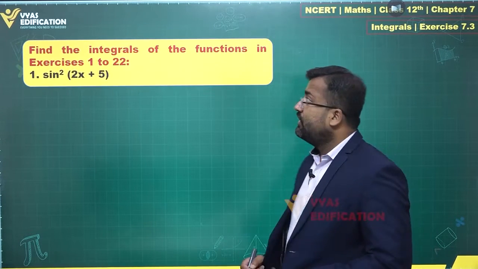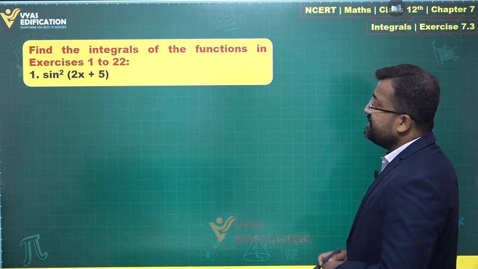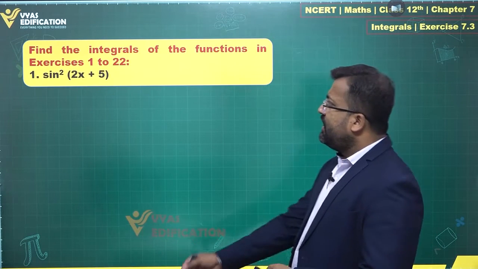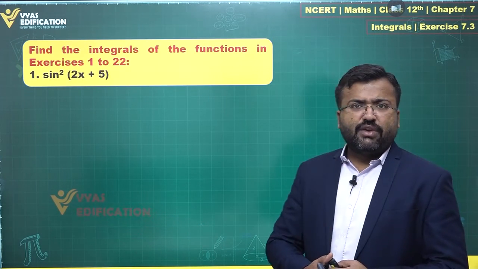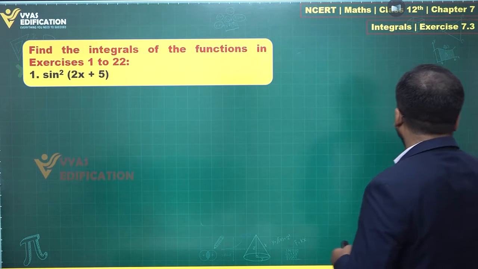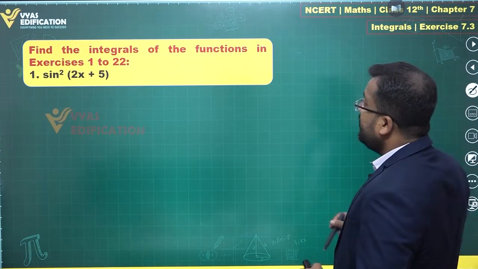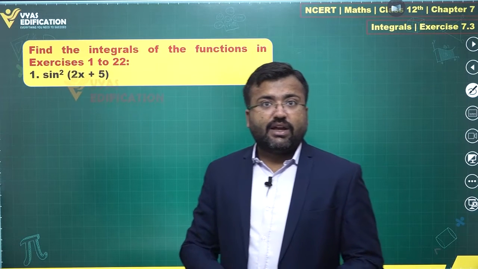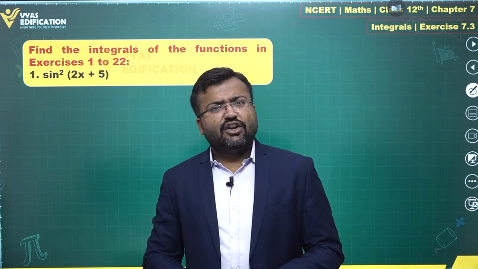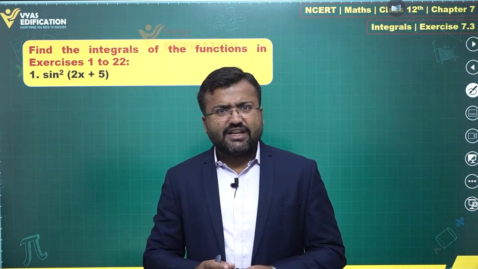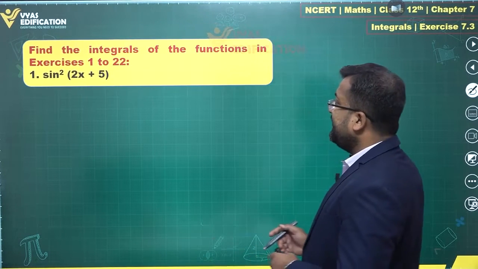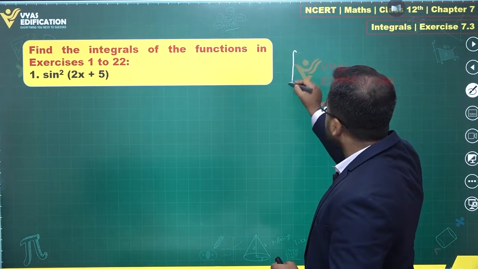The question says, find the integrals of the functions in exercises 1 to 22. You're given sine square of 2x plus 5. Now that 2x plus 5 is actually not such a big problem. There's another big problem over there, and what is that? Sine square. We know the integral of sine, but we don't know the integral of sine square, right? So how do we find the integral of sine square? Let's take a look at this.